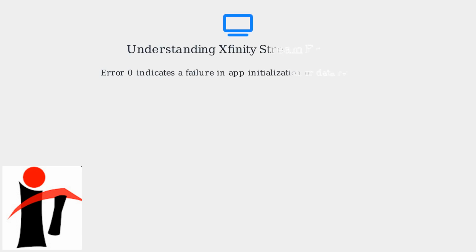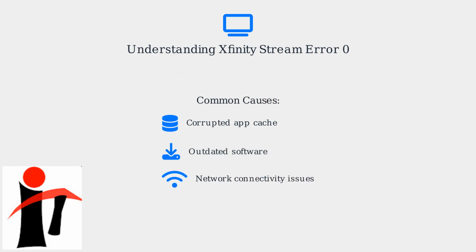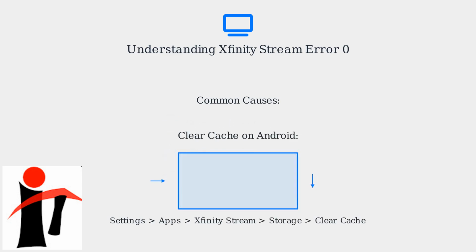Xfinity Stream Error 0 typically indicates a failure in the app's initialization or data retrieval process. The most common causes are corrupted app cache, outdated software, or network connectivity issues. To quickly address this, start by clearing the Xfinity Stream app's cache.